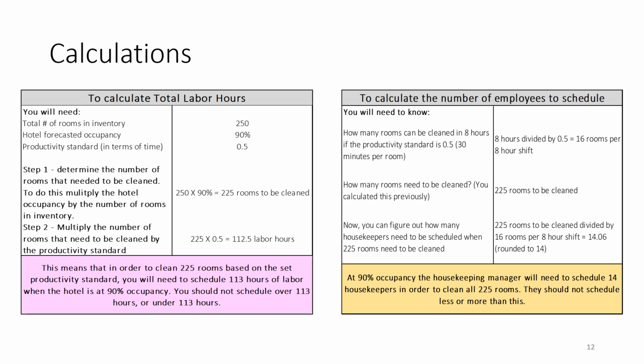How many rooms need to be cleaned? Well, we already calculated this in our first step, right? So we know 225 rooms need to be cleaned. Now you can figure out how many housekeepers need to be scheduled when 225 rooms need to be cleaned. So 225 rooms to be cleaned divided by 16 rooms per 8-hour shift means you need 14.06 housekeepers, or 14. We're rounding down because it's 0.06. So anything under 0.5 goes down. Remember that. At 90% occupancy, the housekeeping manager will need to schedule 14 housekeepers in order to clean 225 rooms. They should not schedule more, and they should not schedule less than this.